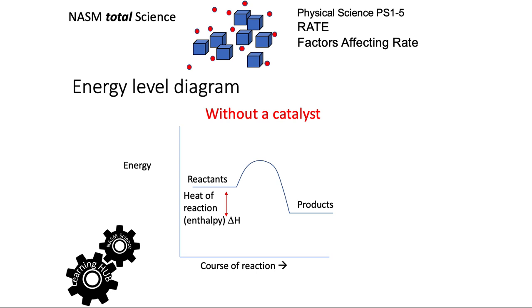The distance between the reactant and product line is the heat of reaction, the enthalpy, delta H, and here, because it's exothermic and the product line is lower, delta H is going to be negative. The activation energy is from the reactant line up to the peak, how much energy has to be added before the reaction can take place.